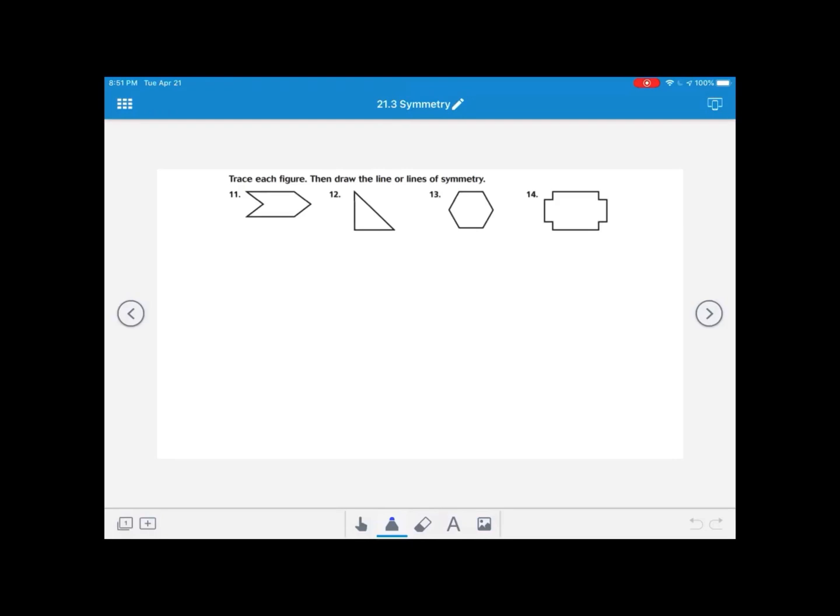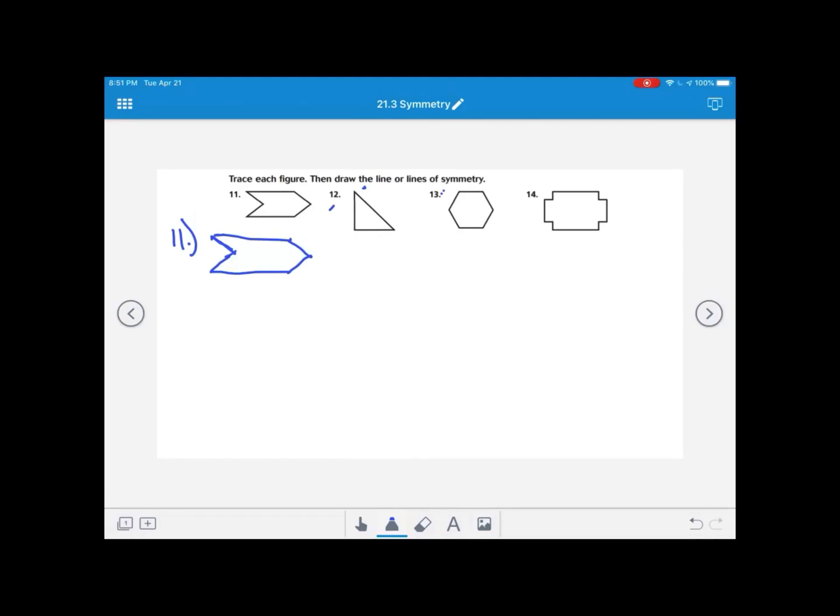All right, let's take a look at 11 through 14. So we're going to continue talking about lines of symmetry. We'll have a chance to draw some lines of symmetry. So again, we're going to sketch these out the very best we can. Number 11, go ahead and draw 2 parallel lines, and then 2 lines intersecting in a triangle, and then same thing on the back side of it.